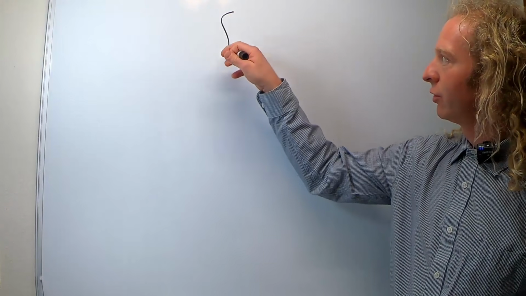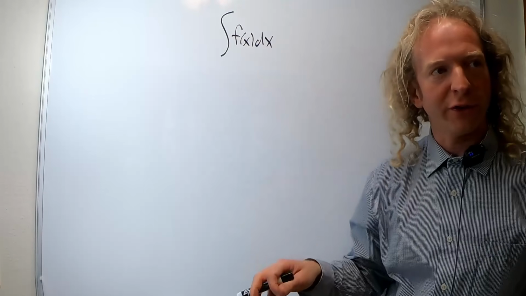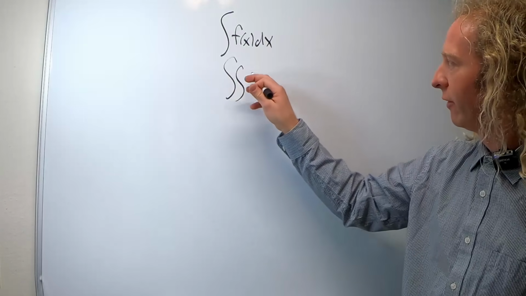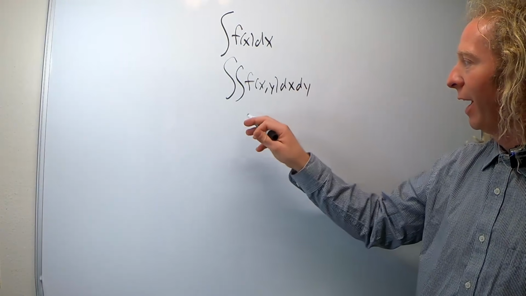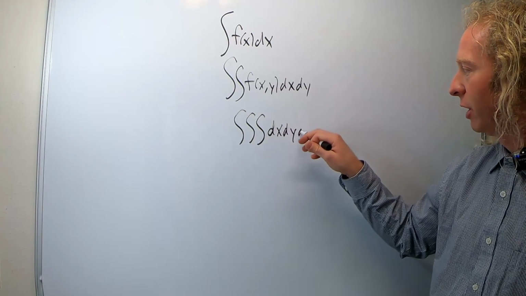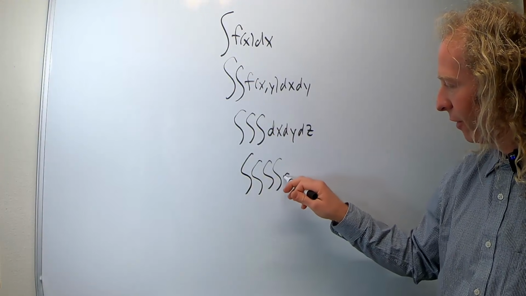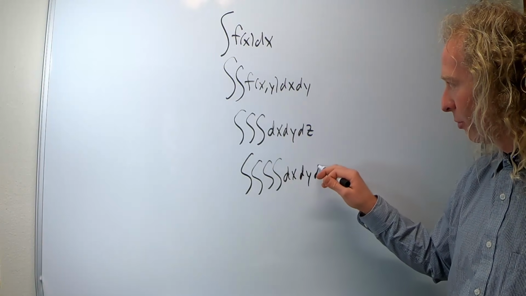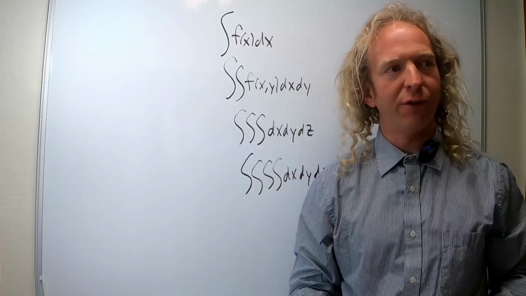So the single integral of a function gives you the area under the curve. The double integral of a function gives you the volume, and the triple integral of just this also gives you the volume. So if we look at the quadruple integral of this, we end up with the space-time continuum, in other words, the end of the world.